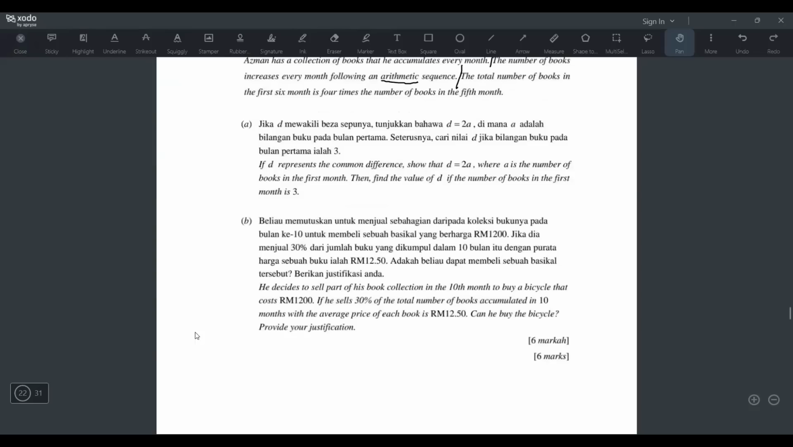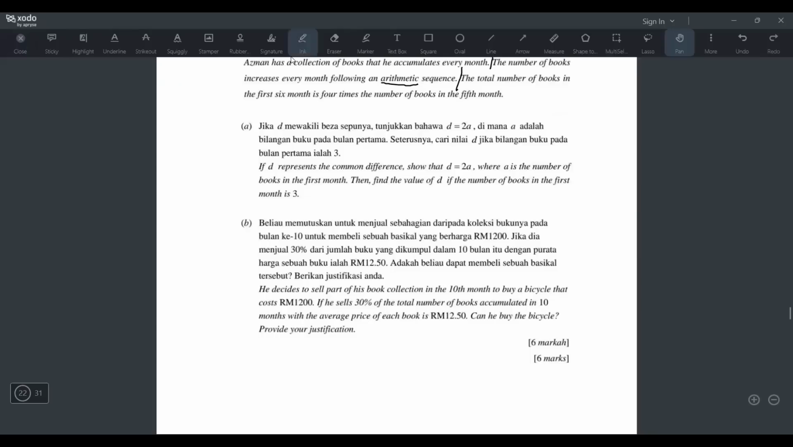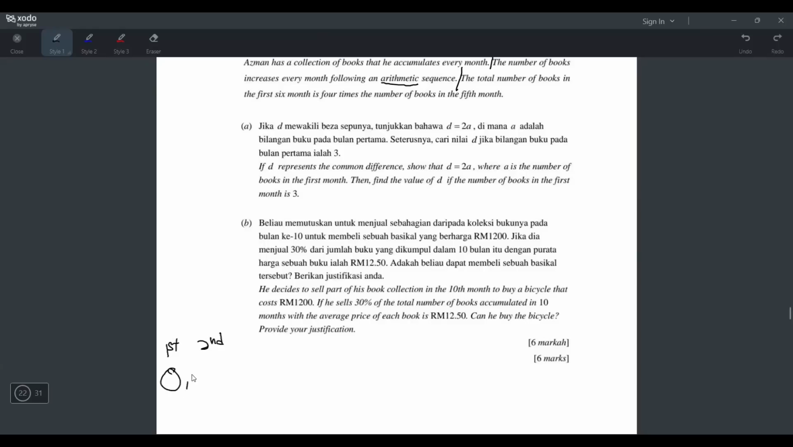So I have to write. So where should I do it? Okay, I'll do it down here. So he accumulates books every month, but the books increase every month. So in the first month, you have some books, and then in the second month, it will be the same number of books, but plus a new number. And then the next one will be this one plus X, and then plus X again. And then it keeps going. That's what it means, right? But they never tell us how many books he has in the first month.